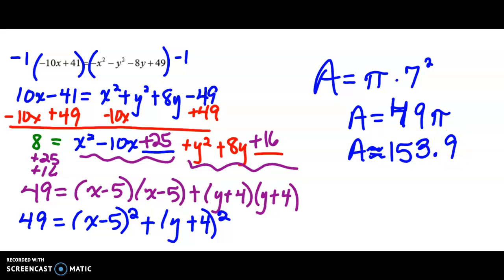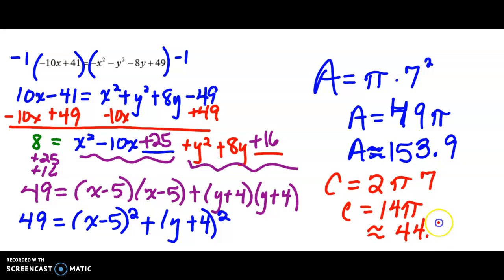Okay, circumference, we could do the same thing. So circumference would be 2 pi r, which would be 14 pi. And if you were asked to round that to the nearest tenth, it would be 44.0. All right, there's the first example, or maybe the second. I might put this as a second.